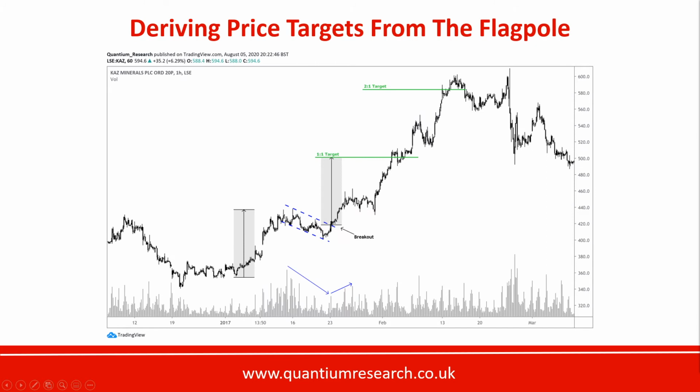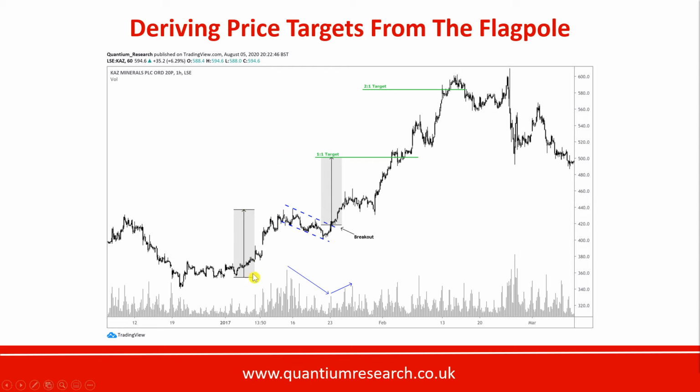So the other way to calculate the price targets is to take a measured move based on the flagpole. So the height of the flagpole is measured and then projected upwards from the point of breakout. We can see here on CAS Mineral shares that the share price rallied after the breakout up to the minimum 1-to-1 target, and it also met the 2-to-1 target after.